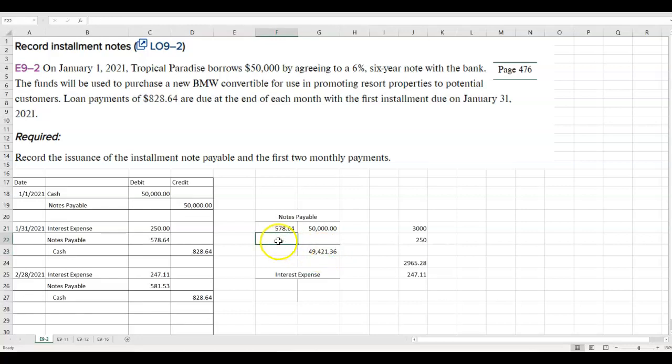So I'm not going to do that because I want you to be able to see what's happened. Our interest expense was $250 for the first month, and it was $247.11 for the second month. So you'll note that the interest is going down because the principal is going down. All right. That's installment note. The thing that you have to remember is the first month is easy. The second month you have to come up with a new balance in your notes payable.